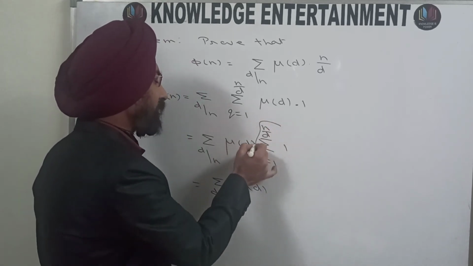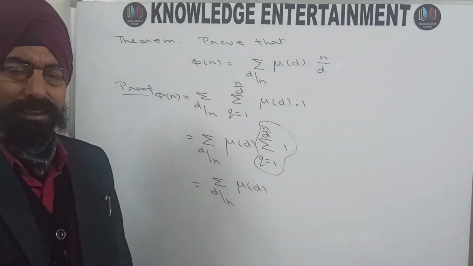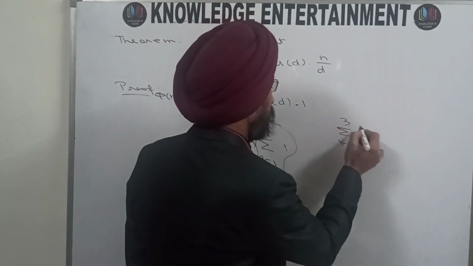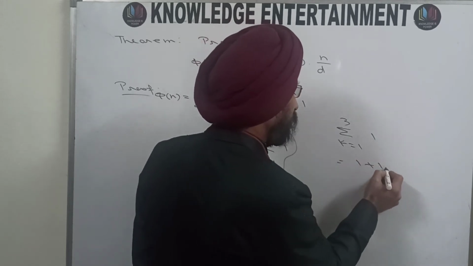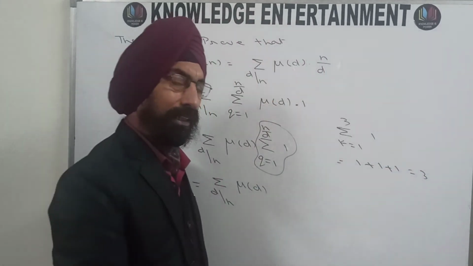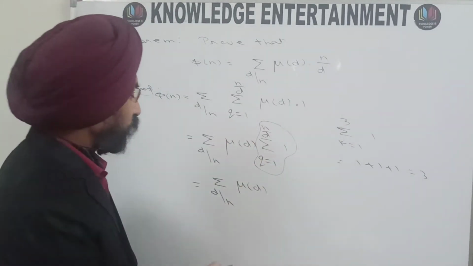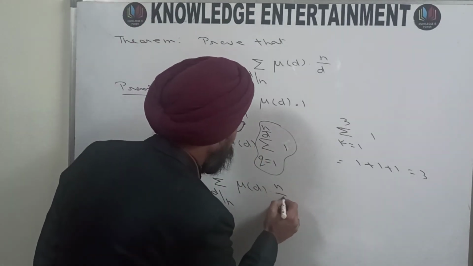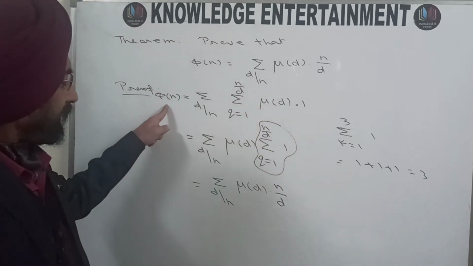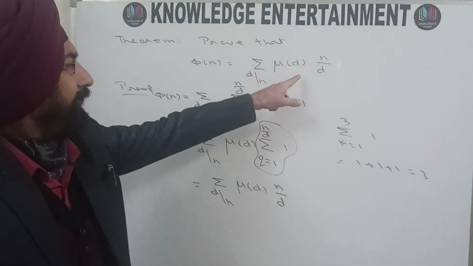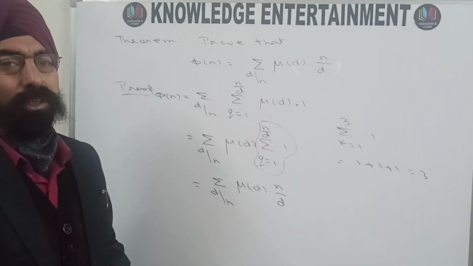And what is this? Suppose you have sigma k varying from 1 to 3 of 1. What will you get? 1 plus 1 plus 1, 3 times. So it is 3. Similarly here, what will be the answer? n upon d. So it is multiplied by n upon d. So your phi n comes out to be sigma d divides n of mu d times n by d, and that is the result we wanted to prove.